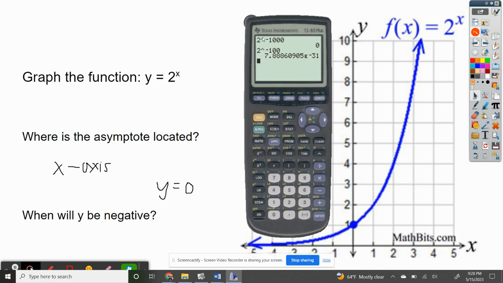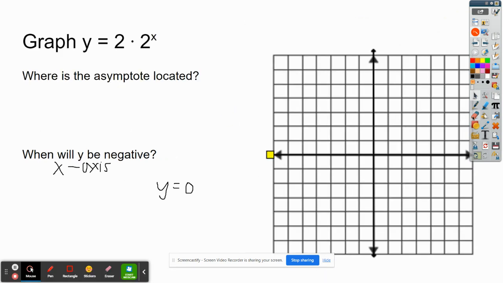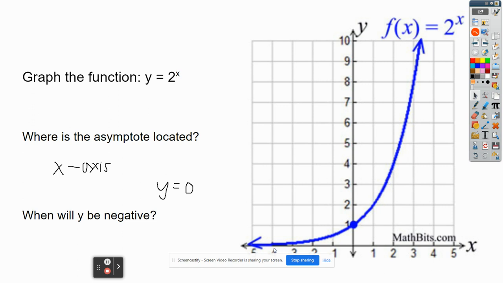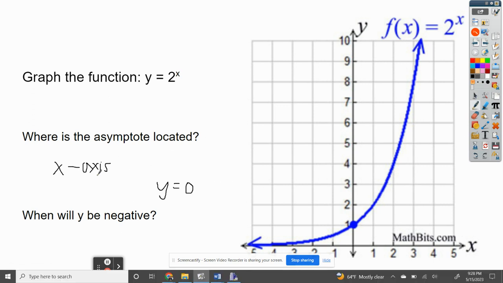And unfortunately, your calculator is not smart enough to understand that 2 to the power of negative 1,000 is not 0. It's the same thing as 1 divided by 2 to the 1,000. And that's not 0. It's very, very close, though. So that number will never be 0. So this is going to approach the x-axis, but it will never touch it. So we're going to say that the asymptote is the x-axis, or that the equation of that line would be y equals 0. When will y be negative? In this case, never.